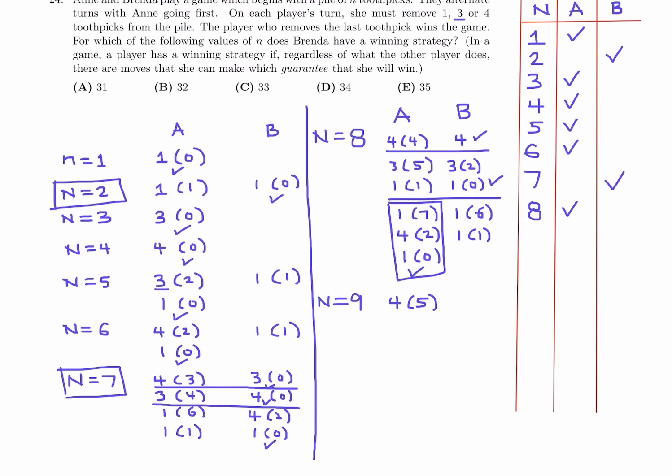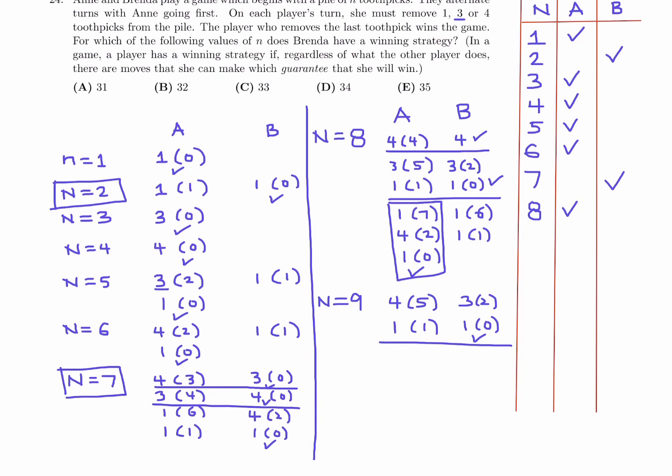Brenda is just going to say, okay, I'll just choose 3 to make 2 left. That way Ann can only remove 1. That leaves 1. Then Brenda just removes that 1 and there's 0 left. She wins. Okay, so Ann is obviously not going to use that strategy.